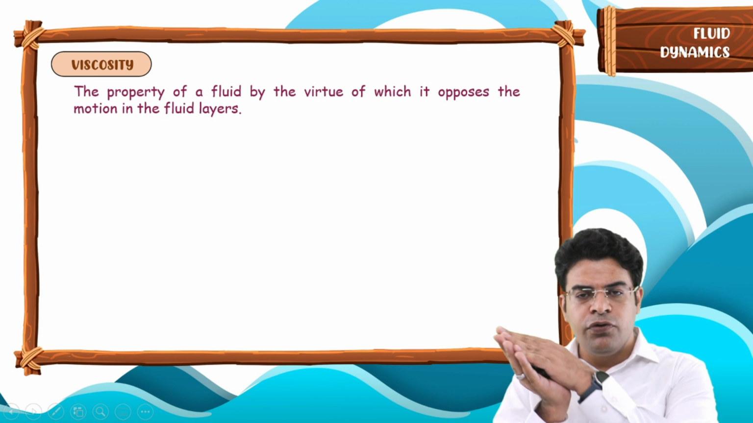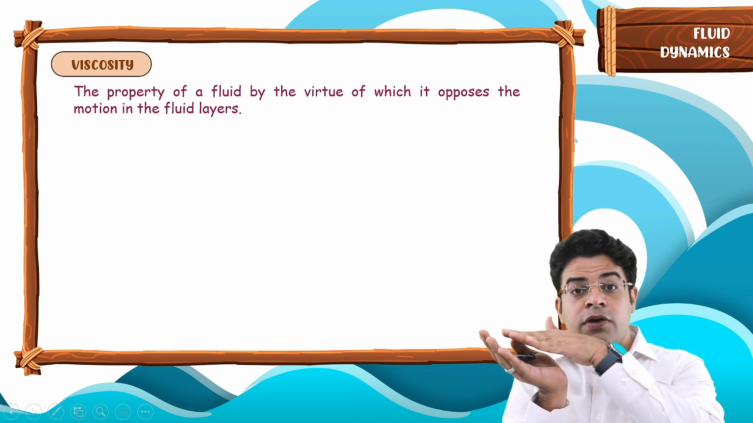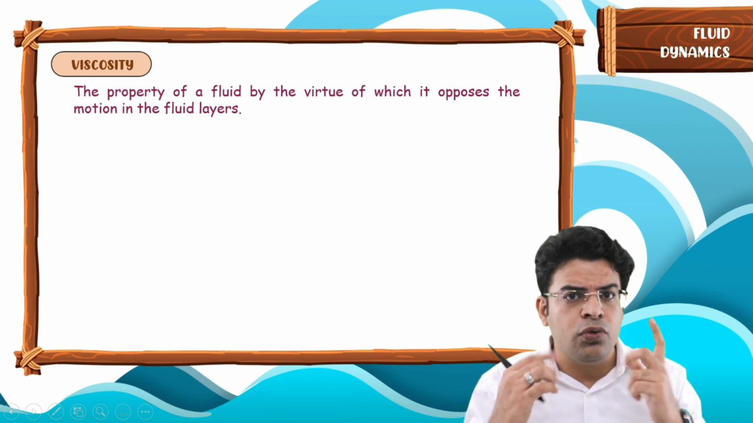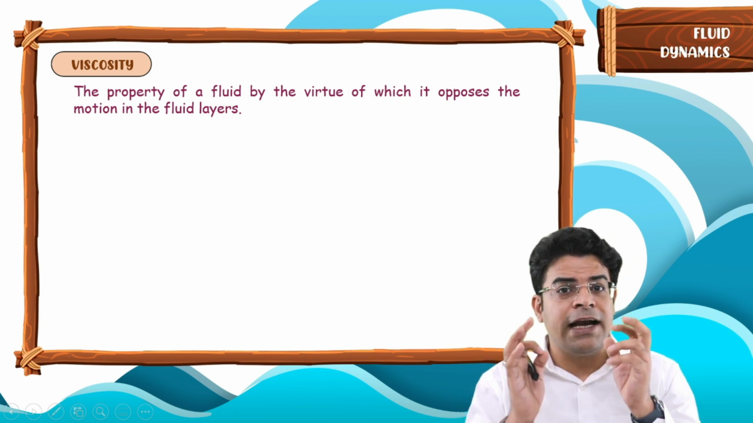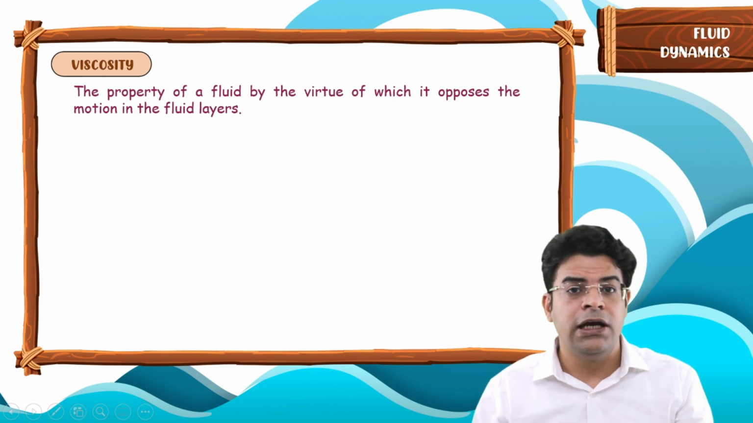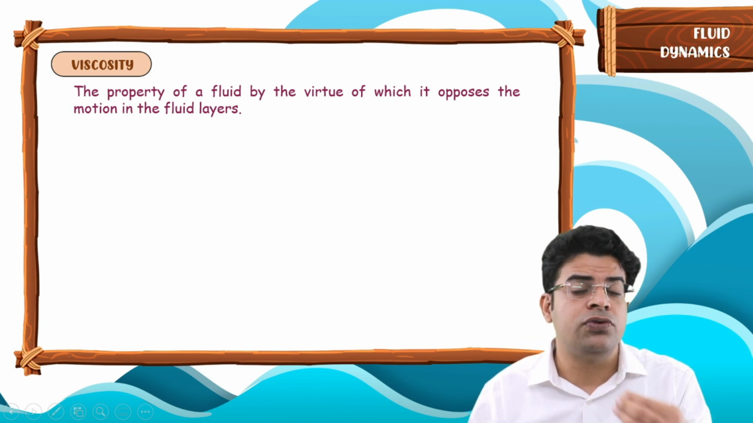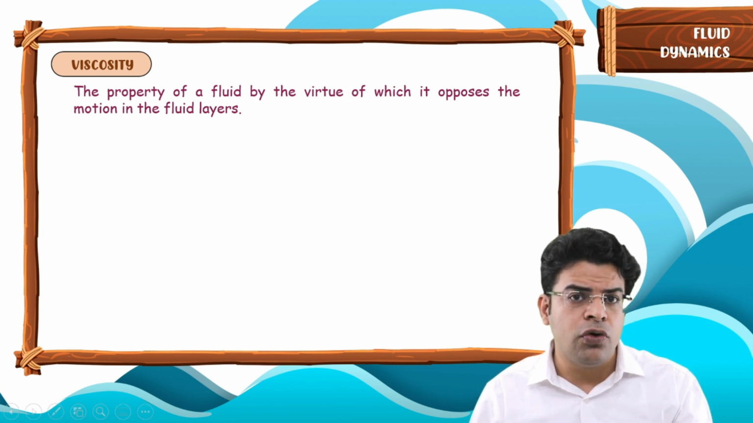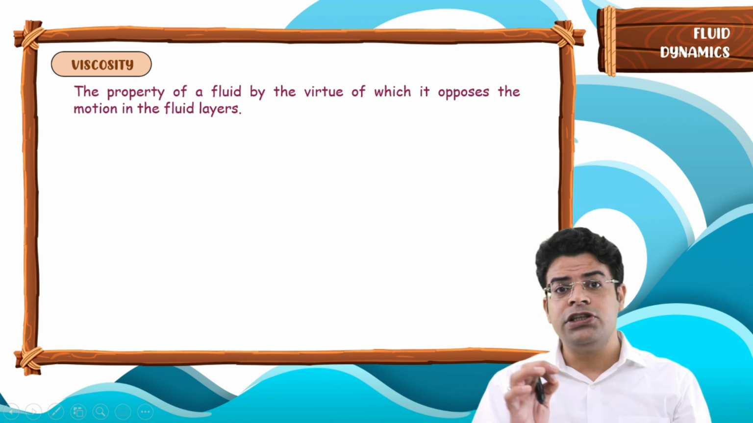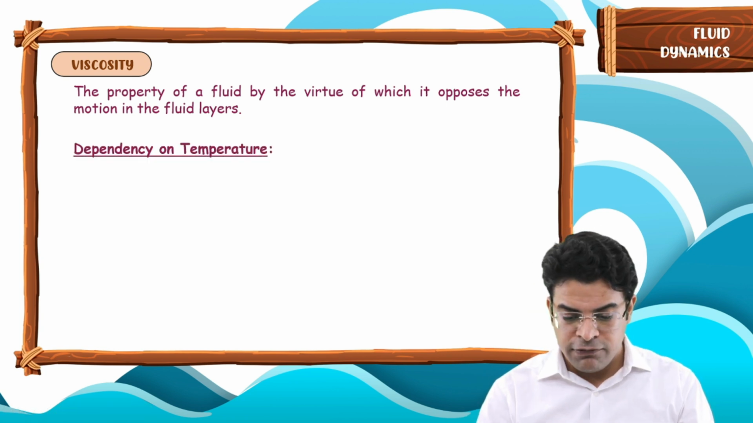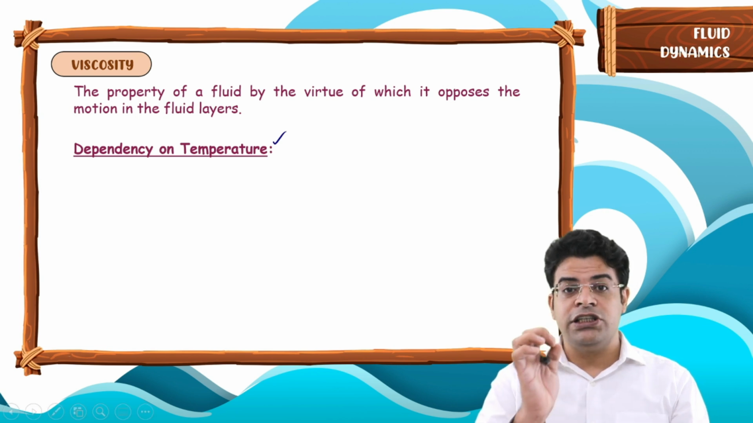So when a fluid undergoes laminar flow, the fluid flows layer over layer. Because of the difference in the velocity of two layers, there is a force acting between them. This particular force is called viscous force, and the property which gives rise to such a force is called viscosity. The first thing you need to know about viscosity is the temperature dependency of viscosity. What happens to the viscosity with the change in temperature?